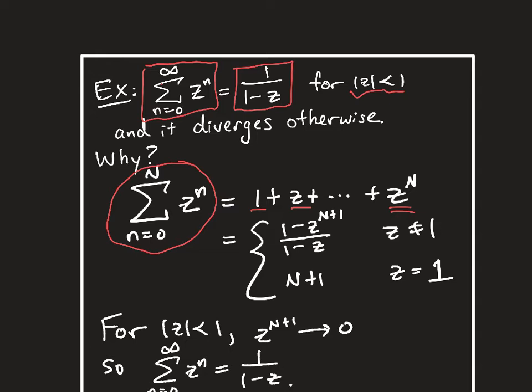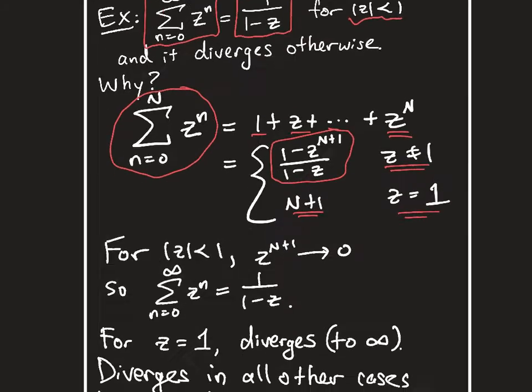And familiar formulas tell you that this is equal to 1 minus z to the n plus 1 over 1 minus z, at least when z is not equal to 1. If z is equal to 1, then you're just adding up n plus 1 ones. And we can examine when this converges.